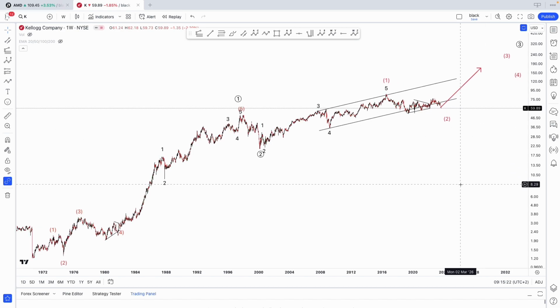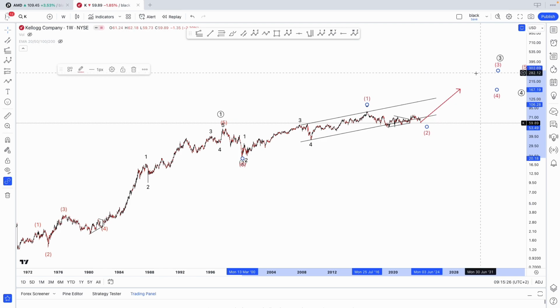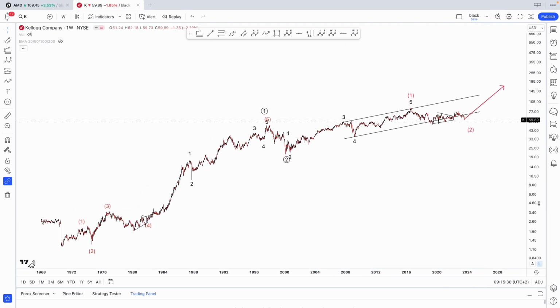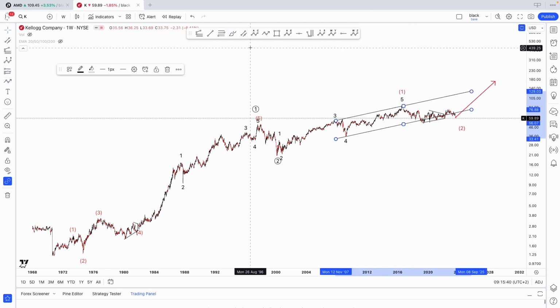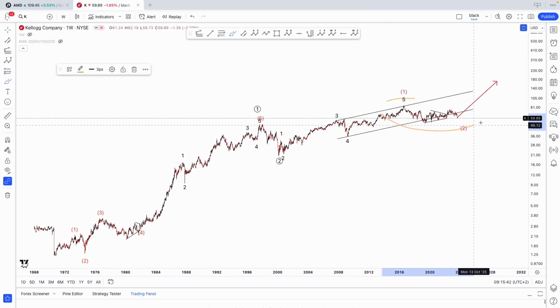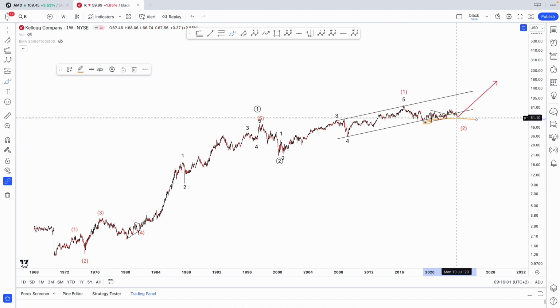Here you can see how I am allowing for further downside before wave 3, so it can extend much higher than in the previous count. And to do so, I saw a potential 5-wave move into wave 1, and as this correction seems to be taking quite some time, as you can see here, this started in 2016, so it's been currently 7 years.